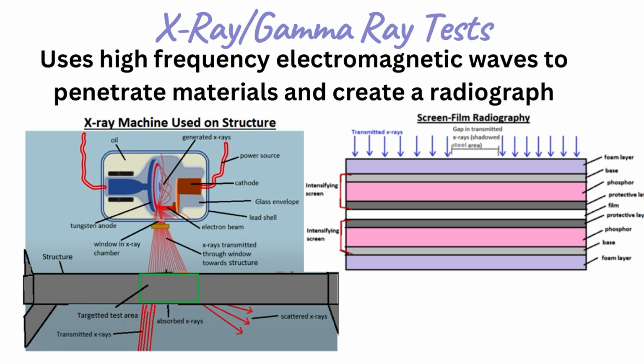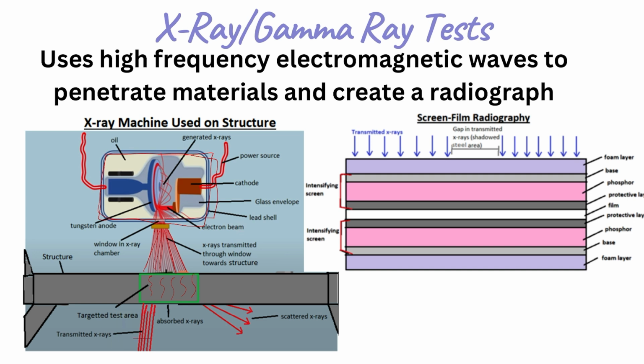So these use high frequency electromagnetic waves to penetrate materials and create a radiograph. They work on a similar principle to X-rays that you may receive to test bone fractures or something like that. As you can see in the image on the left, you have a chamber that essentially emits these X-rays, which are high frequency, which means they can penetrate materials with ease. So these X-rays are lined up onto the material surface and they pass through the material, and based on the different flaws and aspects in the material, they are either absorbed, dispersed, or transmitted.